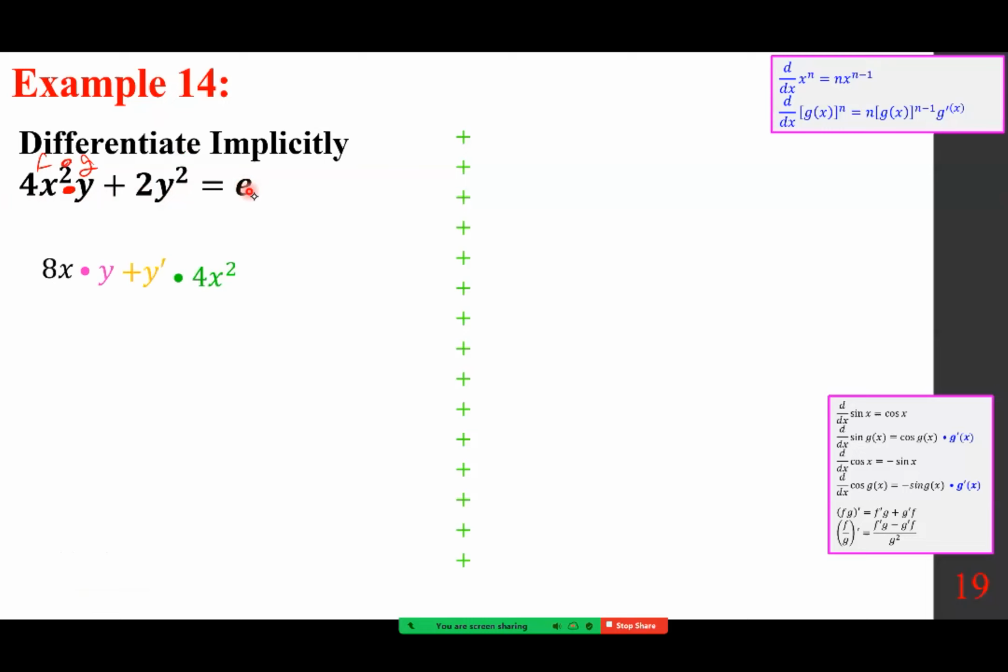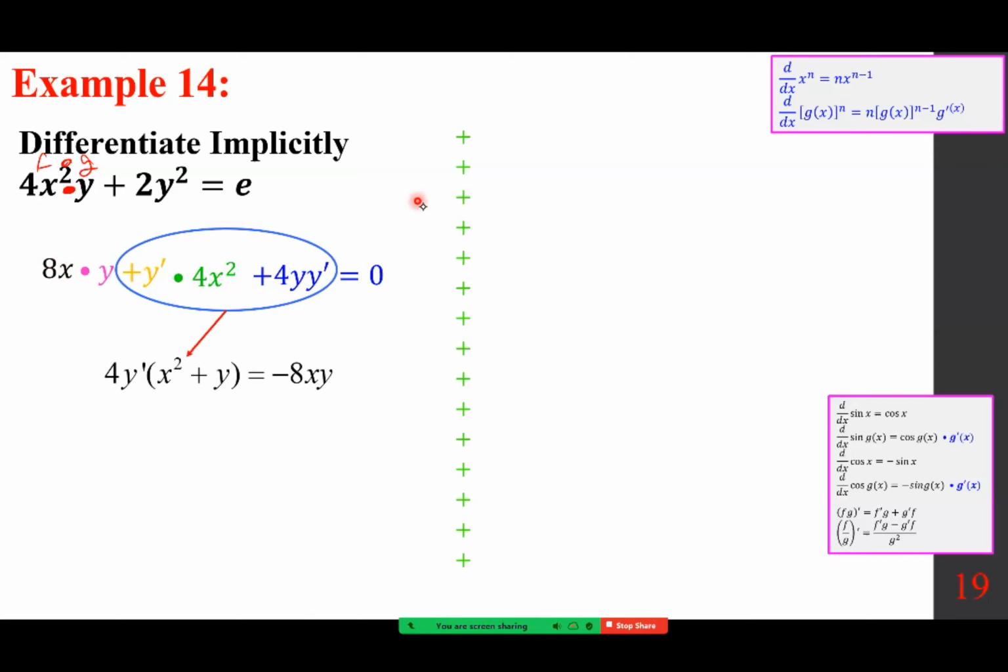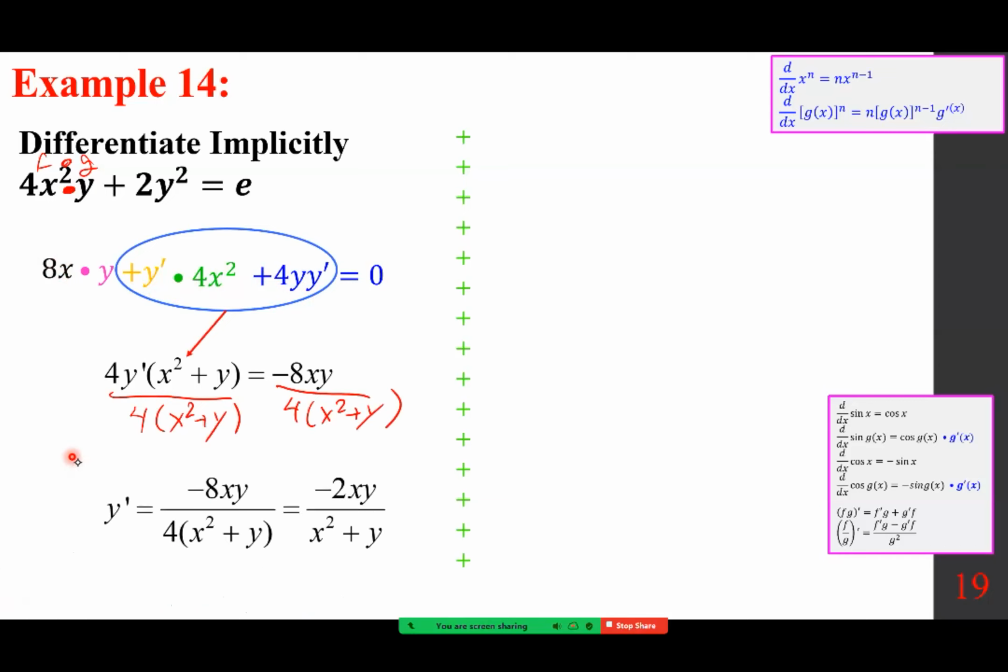e is a number, or pi, or 10,000, or 0.5. The answer is 0. Any number gives you 0. You put these two together by taking the 4y prime as a common factor out. You get x squared plus y. This goes to the other side, becomes minus 8xy. Divide. There you have it. y prime is negative 2xy over x squared plus y.